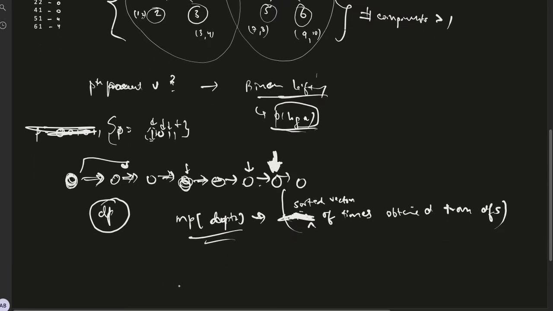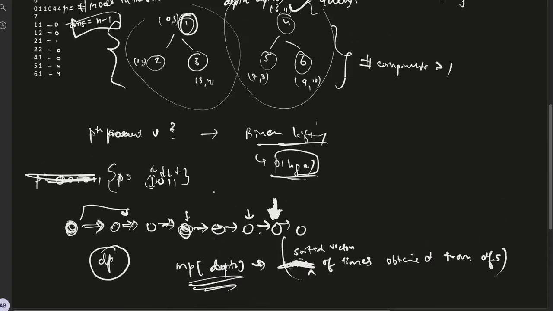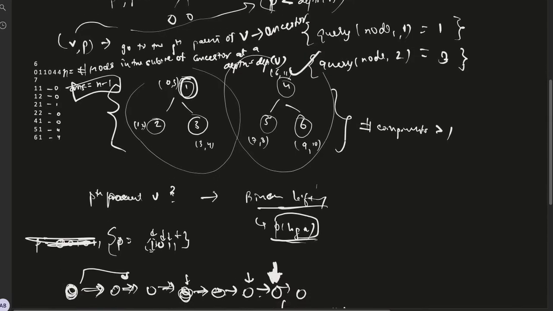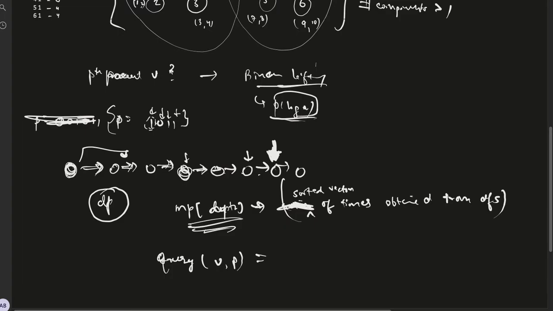So once we have maintained the structure, to answer the query b comma p, okay, once we have maintained this, we need to find the number of nodes in the subtree. Okay, number of nodes in subtree of ancestor at depth d, let's say.